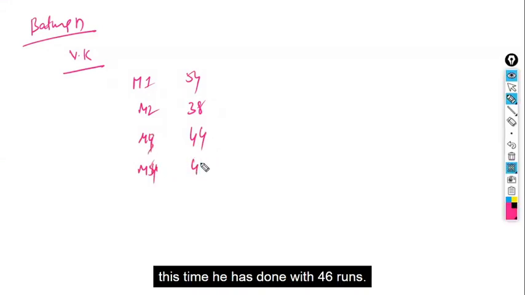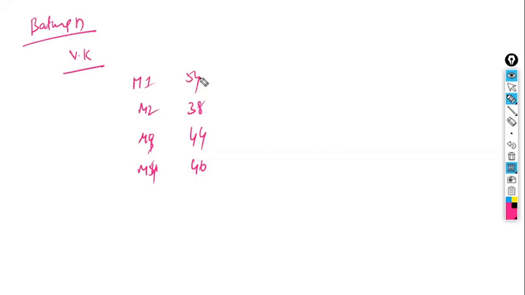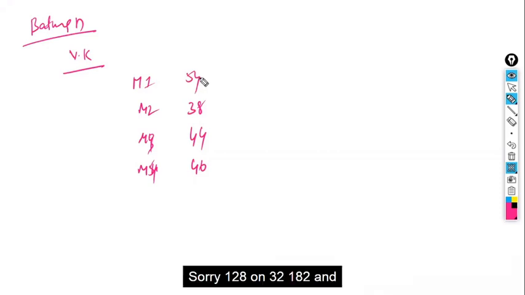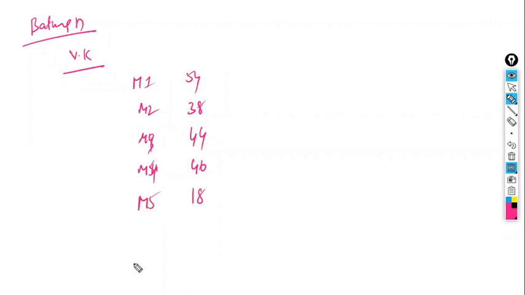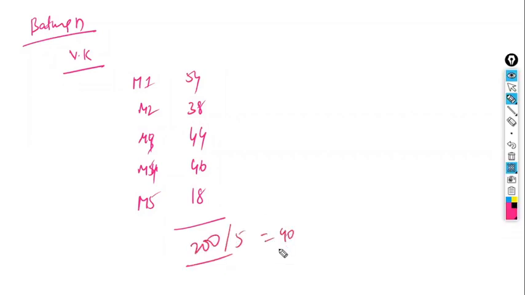Now, this time he has done 46 runs. Now, 46, 90, 128, 128 plus 2, 132, 182, and match 5, 18. Total is 200. Now, the average is divided by 5, which is 40.